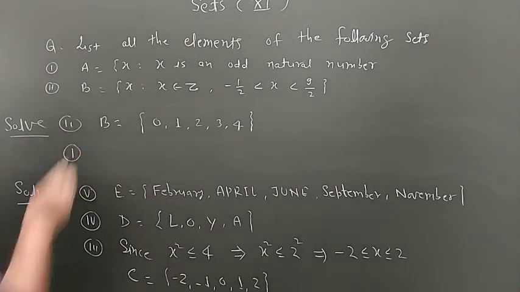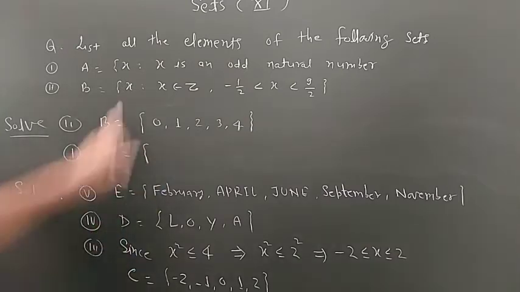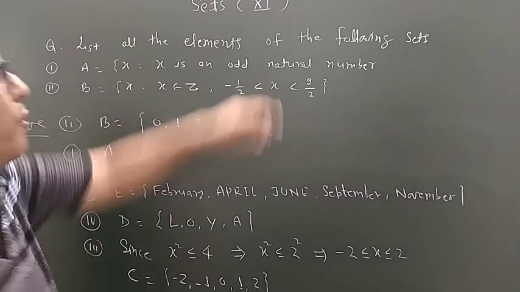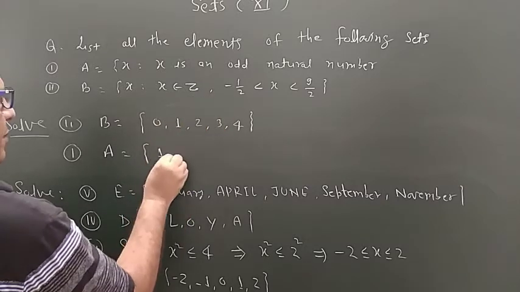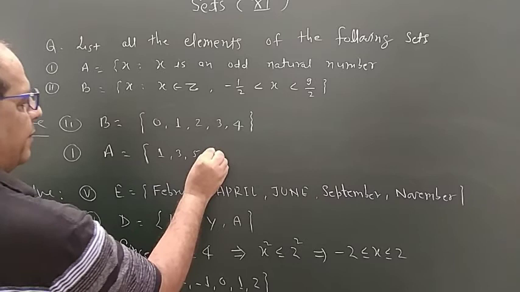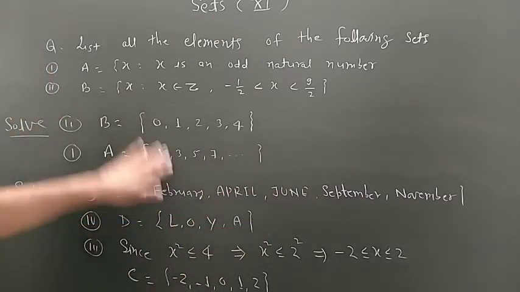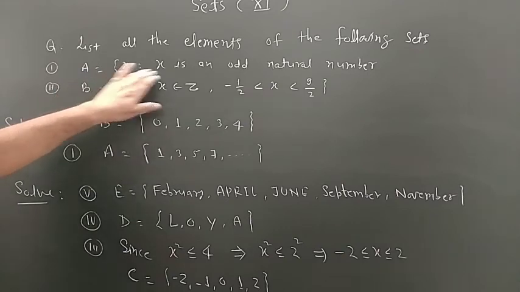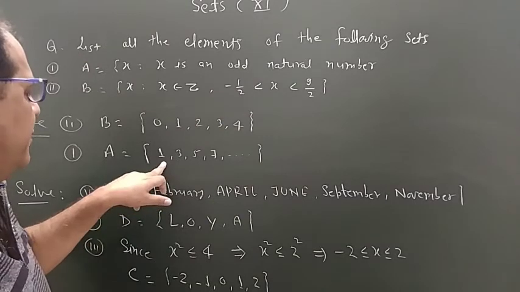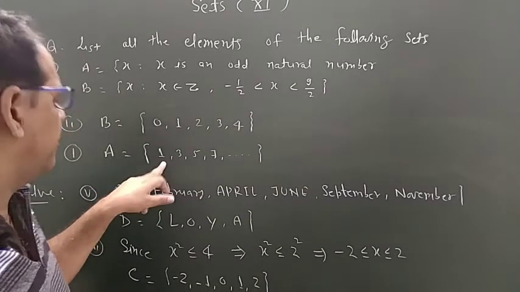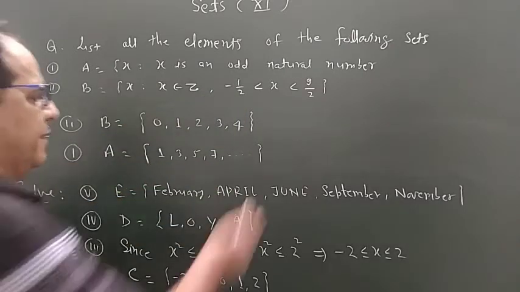Now in part number 1, A equal to x. x is an odd natural number. So the odd natural numbers are 1, 3, 5, 7 and so on. So this is the first part of the question. You know well, natural numbers are counting numbers that start with 1, and so the odd natural numbers are 1, 3, 5, 7.